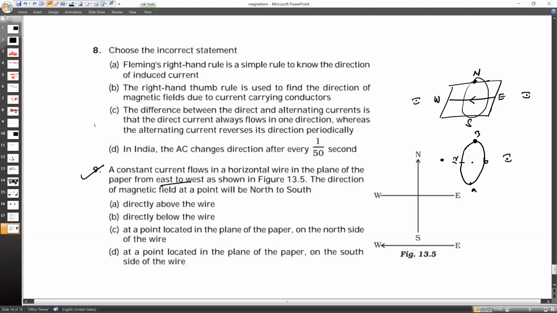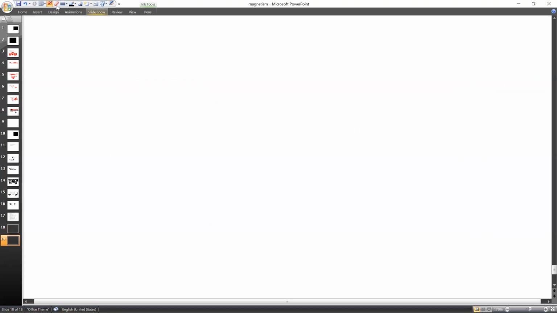If the current is going away from you, it will be clockwise, so it will be moving like this. This is the top portion, and this will be the bottom portion. So from north to south it will be directly below the wire. You are correct, absolutely correct.